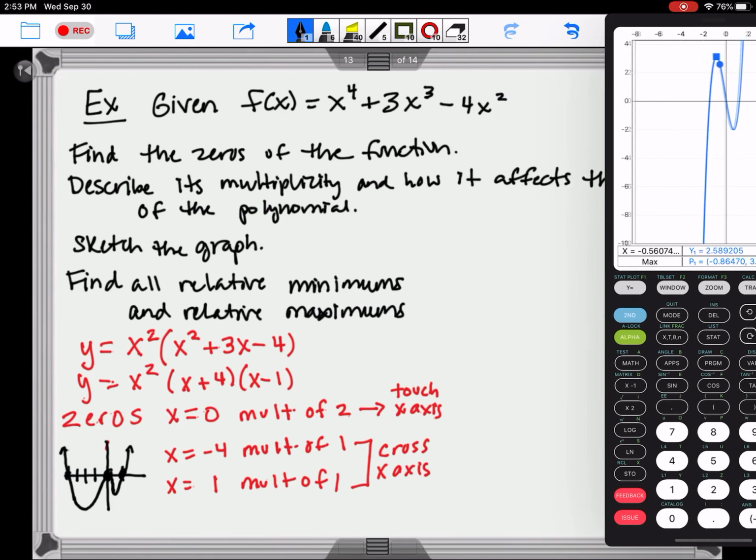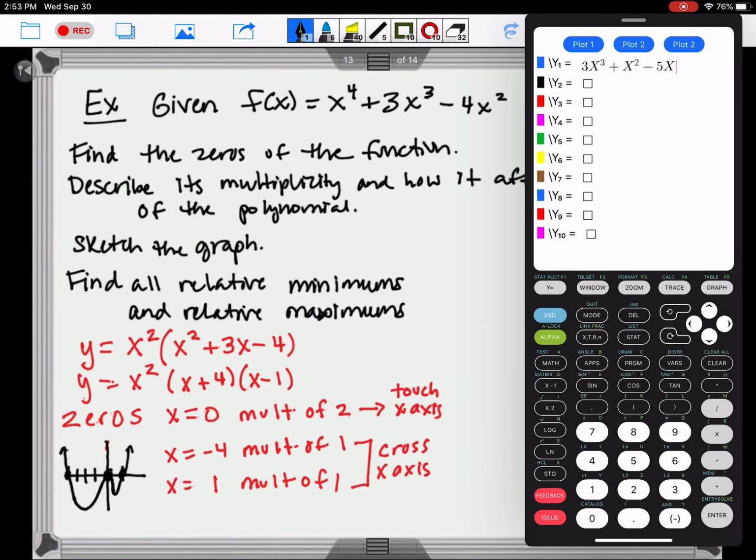So I'm going to grab this calculator again, and I'm going to enter this polynomial function. So x to the fourth plus 3x to the third minus 4x squared. Okay, I'm going to graph it.